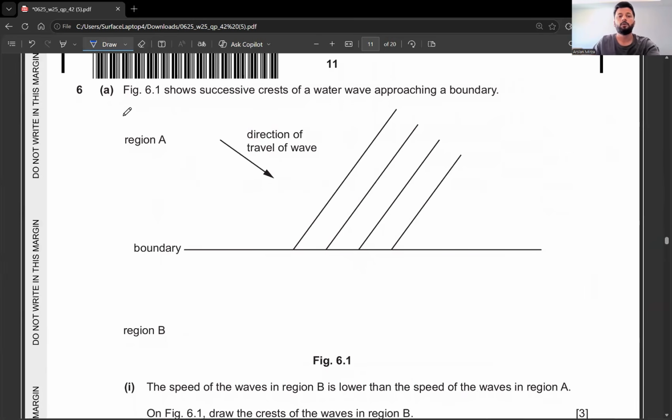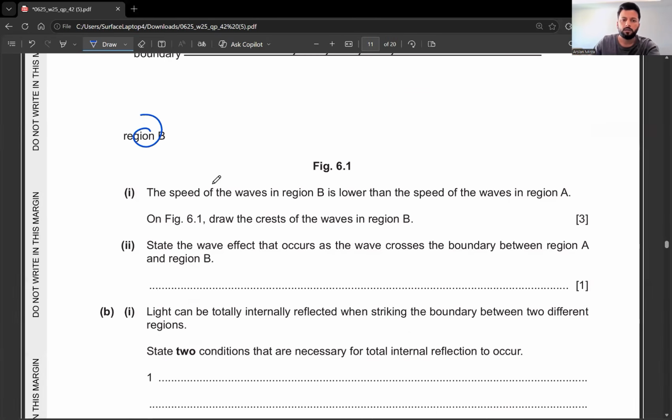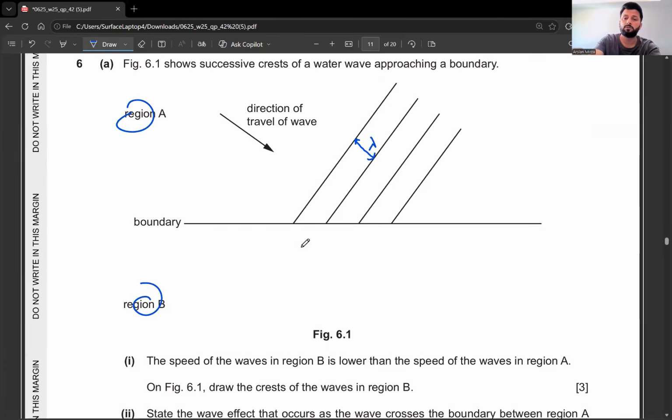Question number 6. A part. Figure 6.16 shows successive crests of water wave approaching the boundary. So these lines are showing crests, and the distance between two crests is called wavelength. This is region A and this is region B. The speed of the wave in the region B is lower than the speed of the wave in region A. On figure, draw the crests of the wave in region B.